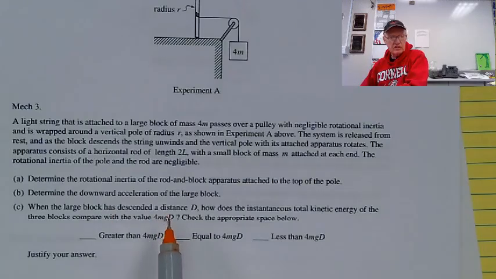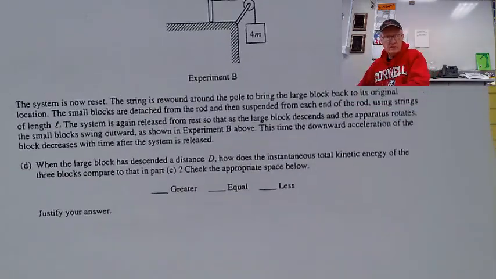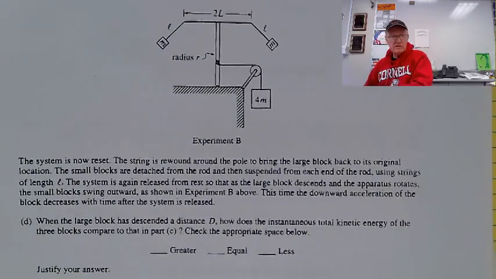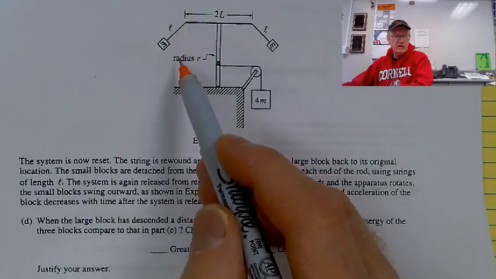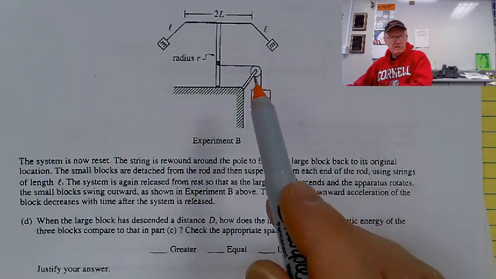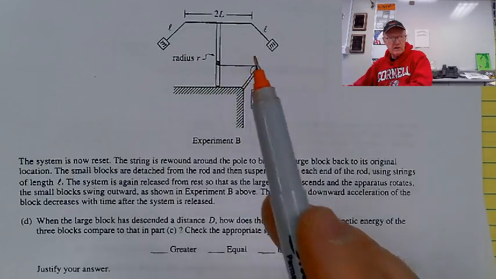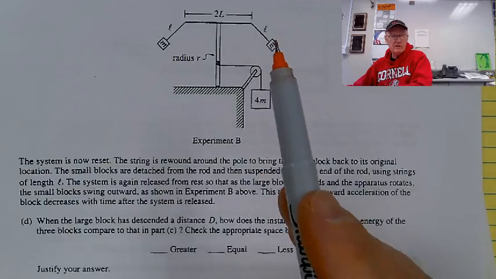On the second page, the system is now reset, and you have the same situation, except that these masses are now suspended by strings, I guess. And as this thing begins to fall, this thing begins to spin, and those masses go outward, and they also go upward. So that's going to be the key to figuring that part out. Okay, so back to the first part.